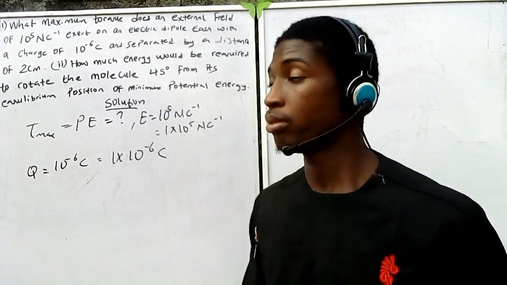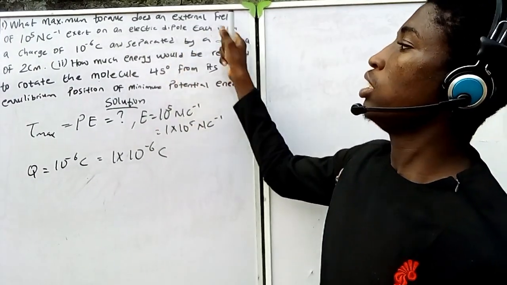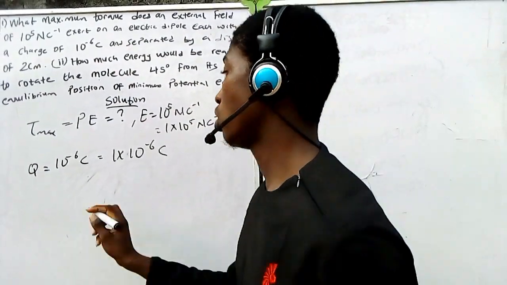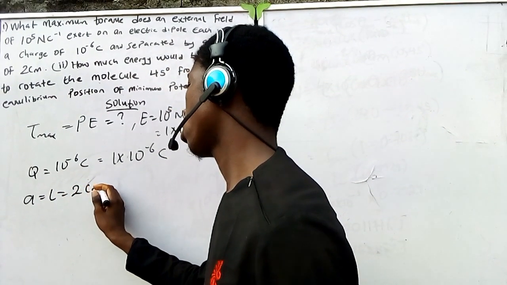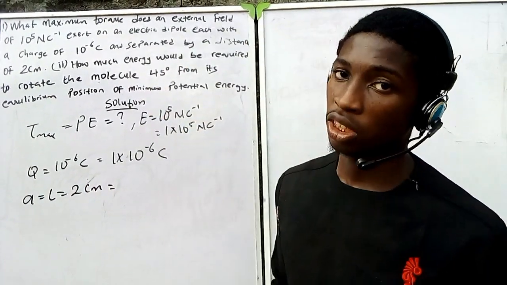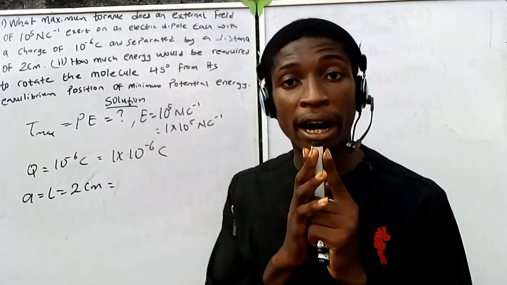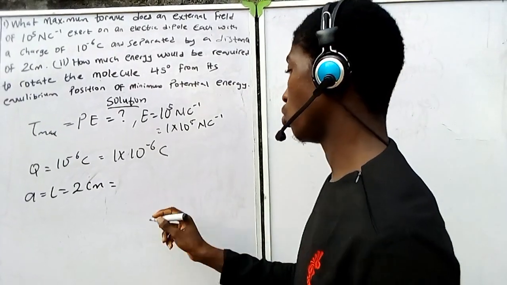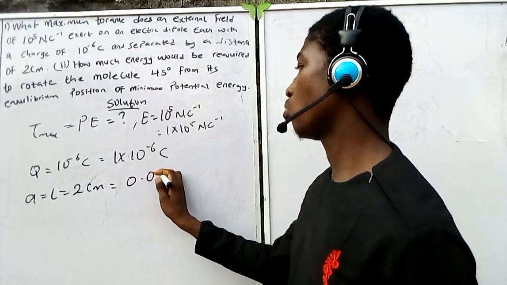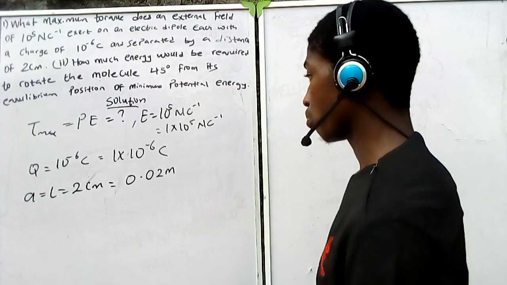They are all the same thing, and coulomb is the unit for what? Charge. Alright, separated by a distance of 2 centimeters. Now distance a or L equals what? 2 centimeters. But centimeter is not the unit of distance, so you convert centimeter to meter. And how do you do that? You divide by 100. Good. So 2 divided by 100 is 0.02 meters. Very simple. Alright?